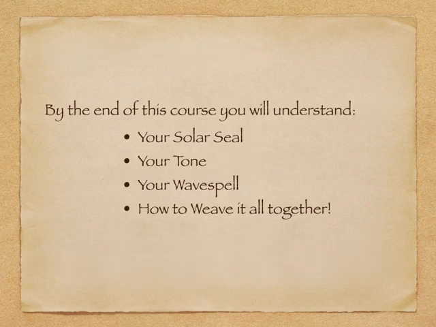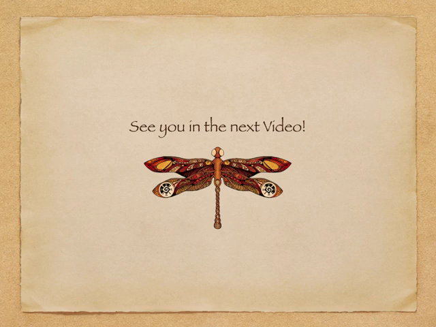So by the end of this course, you will understand your solar seal, your tone, your wave spell, and how to weave it all together, just like I demonstrated with my galactic signature. So I'll see you in the next video, where we're going to work out your galactic signature.